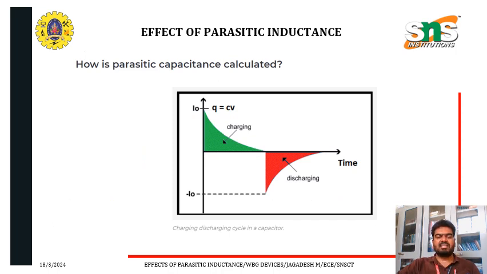So how is the parasitic capacitance calculated? From this graphical representation, the charging and discharging cycle in a capacitor is shown over here. This axis is the time period, and the y axis is the current. The charging is denoted by the color green, and discharging is denoted by the color red. So this is charging and discharging.